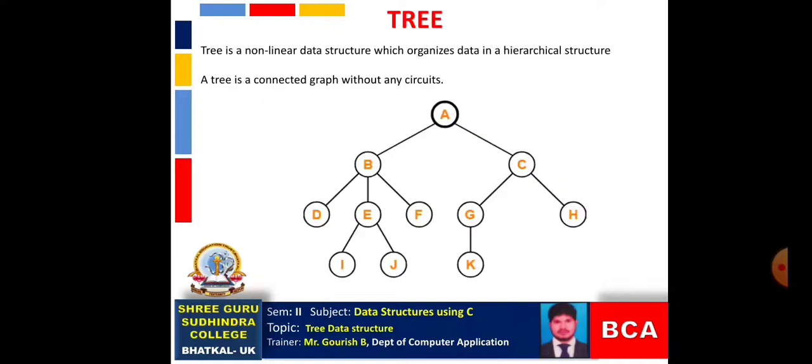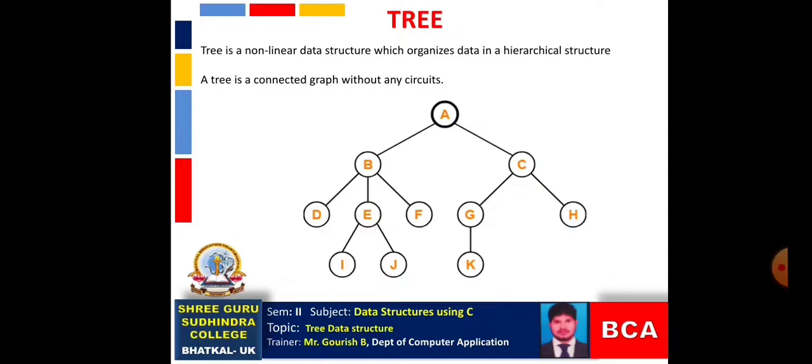Next one is the non-linear data structure. Today's topic is tree, and this is a non-linear data structure. Linear data structure means data items are arranged one after another sequentially. What is a non-linear data structure? A non-linear data structure organizes the data in a hierarchical structure. Here we have multiple levels. Non-linear means there are multiple levels of data organization. The multiple levels we call a hierarchy.